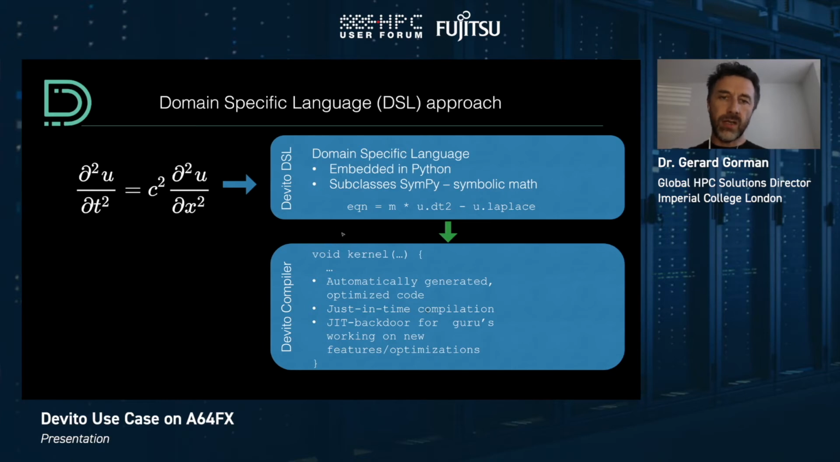Like I said, then it's up to the Devito compiler. So we have written our own compiler for our domain-specific language that's able to take the overall problem specification, and then automate the generation of the low-level code, whether it be C, OpenMP, OpenACC, and so on.